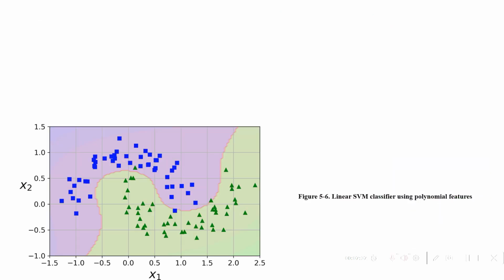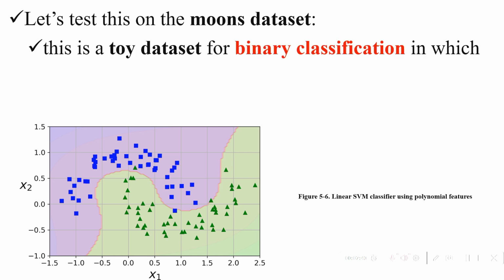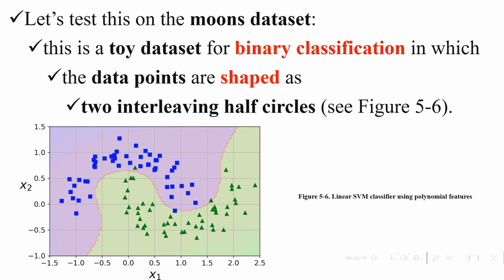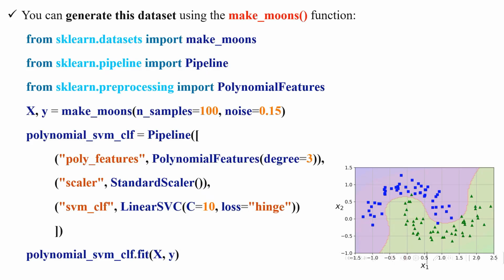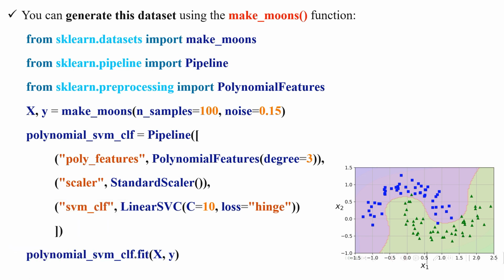Now our dataset is the moons dataset. It's a toy dataset for binary classification, in which the points are shaped as a half moon, two interleaving half circles. Now we are going to write the code for this model. Here we are going to generate the code for our dataset.